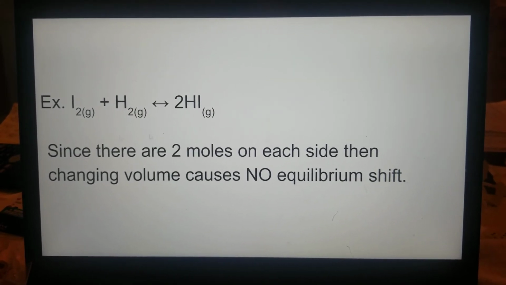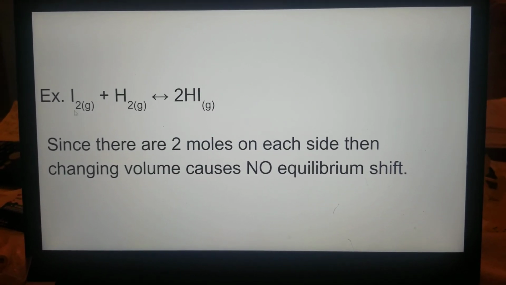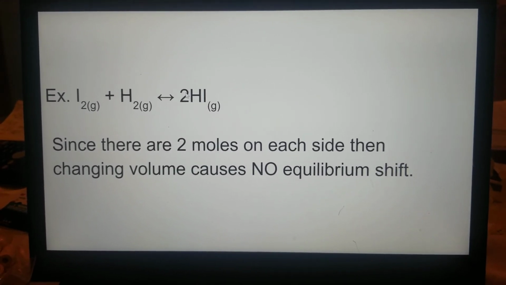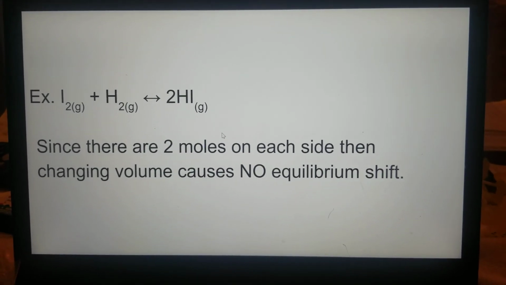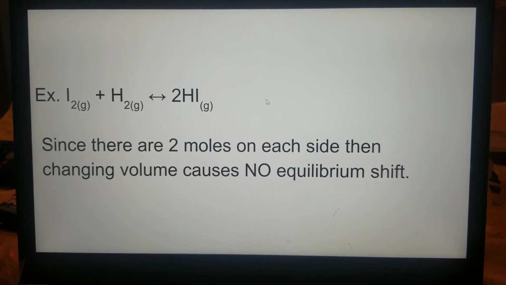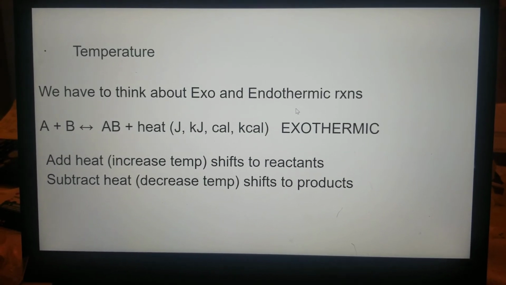So here's an example where you have 1 plus 1, 2 moles of reactants and 2 moles of products. Since there are 2 moles on each side, then changing the volume would cause no shift at all. Whether you increase or decrease the volume, there would be no shift.